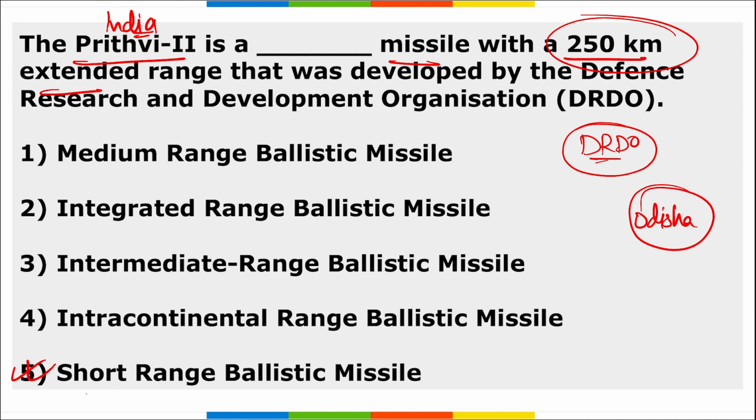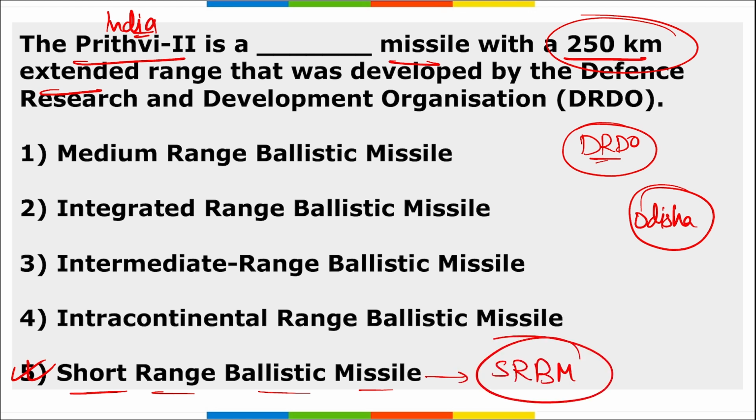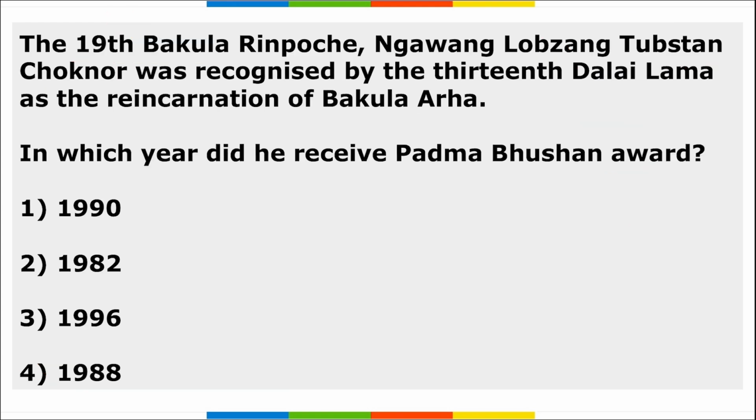Also remember the short form of short range ballistic missile, you have to remember SRBM. It can be mentioned in the options, so you have to remember. The next thing that can be asked is whether it is a surface to surface missile, a surface to air missile, or an air to air missile. So you have to remember it is a surface to surface missile.